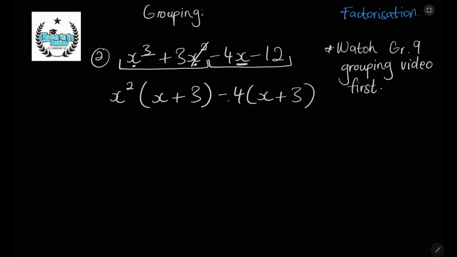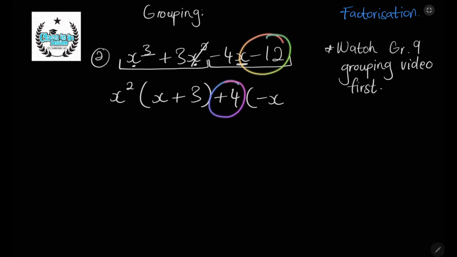Guys, let's say you took out a positive 4 by mistake. You'll say negative 4x divided by positive 4, which is negative 1, we're left with x, so it'll be a negative x. The negative 12 divided by positive 4, your answer would be a negative 3.